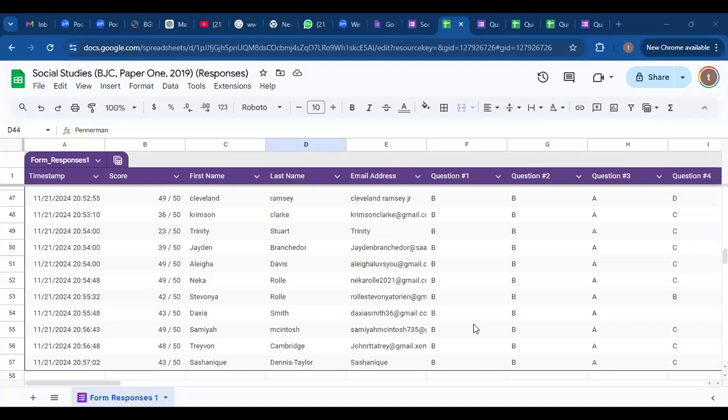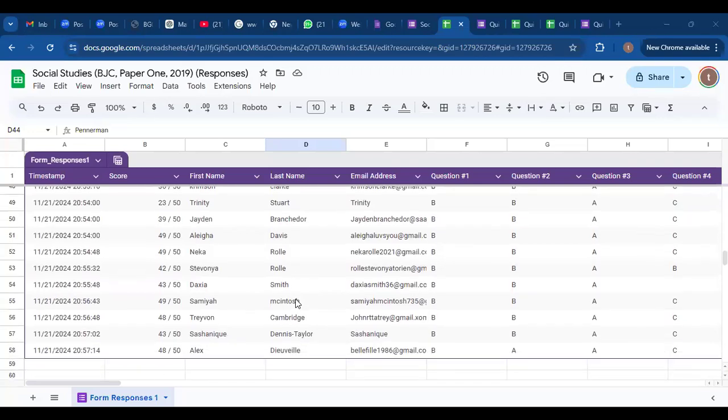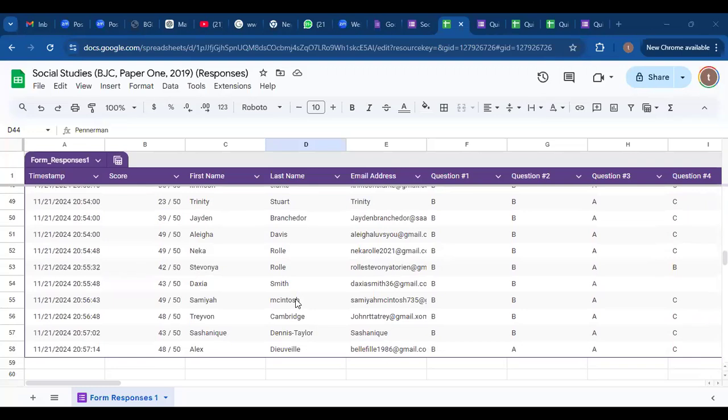Trayvon Cambridge. Very good job. Trayvon, 48 out of 50. Sashanique, 43 out of 50. That's a pass. I almost fainted. 86. Alex Delarue. Very good. 48 out of 50.